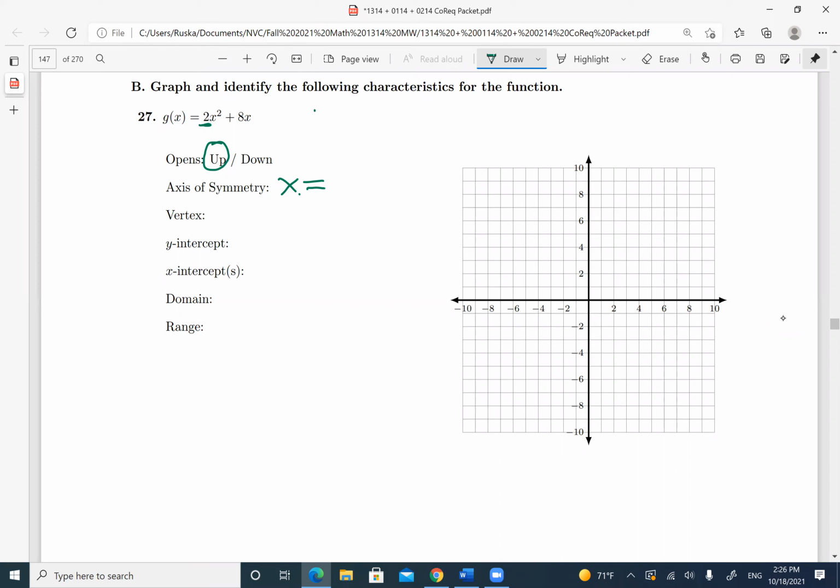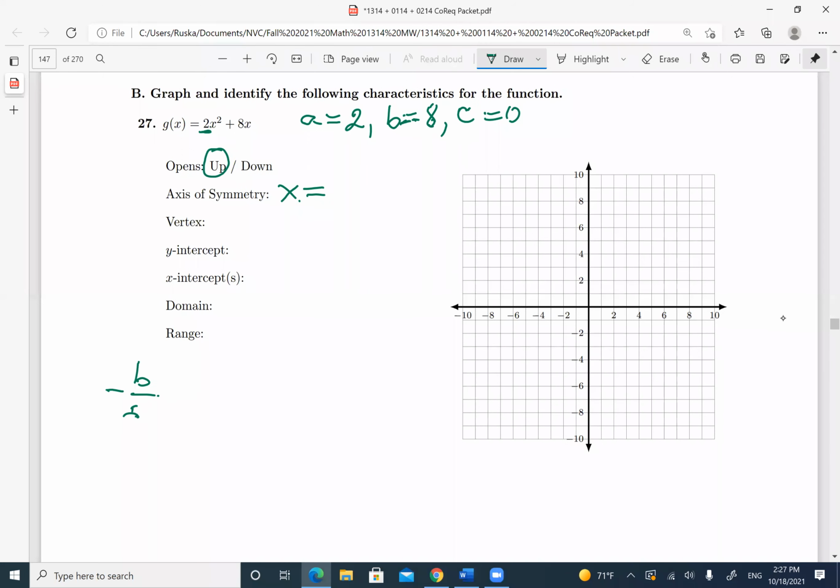So looking at my quadratic function, what is a? A is the number in front of x squared, so it's going to be 2. B is the number in front of x, so it's 8. And C, there's no number by itself, so it's going to be 0. And this is my ABC. And I'm going to use the vertex formula, negative B over 2A. That's the formula.